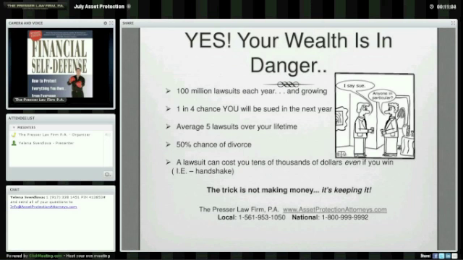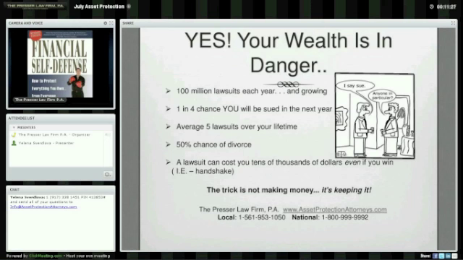Also, a lawsuit can cost you tens of thousands of dollars even if you win the case. Unfortunately, our society makes it so easy to sue somebody, but so difficult and expensive to defend a lawsuit. So even if you win a case, you might have spent tens of thousands of dollars, if not more, defending the case. So really, you're a loser, even though you won the case.